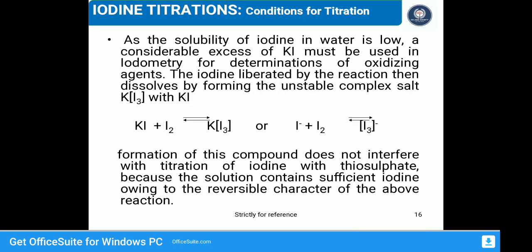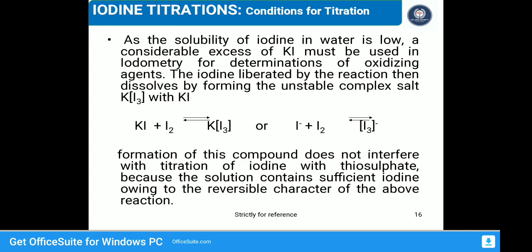As the solubility of iodine in water is low, a considerable excess of potassium iodide must be used in iodometry for determination of oxidizing agents. The iodine liberated by the reaction then dissolves by forming the unstable complex salt.